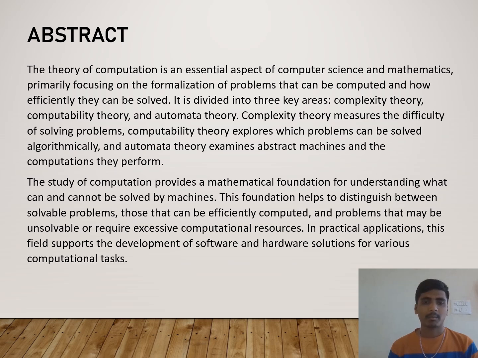Abstract. The theory of computation is an essential aspect of computer science and mathematics, primarily focusing on the formalization of the problems that can be computed and how effectively they can be solved. It is divided into three key areas: complexity theory, computability theory, and automata theory. Complexity theory measures the difficulty of solving problems. Computability theory explores which problems can be solved algorithmically, and automata theory explains abstract machines and the computations they perform.